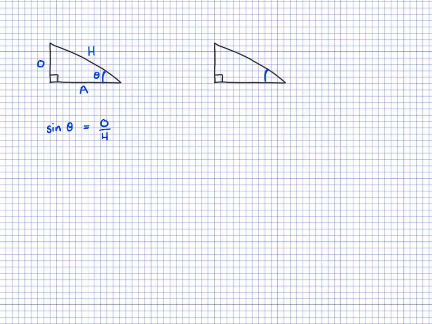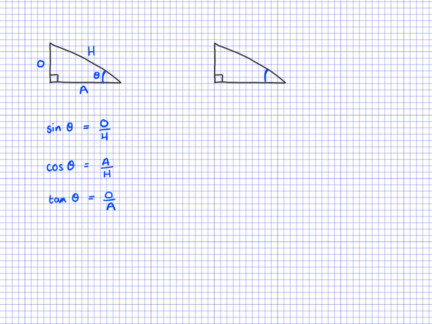Then the cosine, or cos, of the same angle is going to be adjacent over hypotenuse, and the tangent, or tan, of the angle is going to be equal to the opposite side divided by the adjacent side. Now this is in general terms when we're talking about opposite side, adjacent side and hypotenuse.